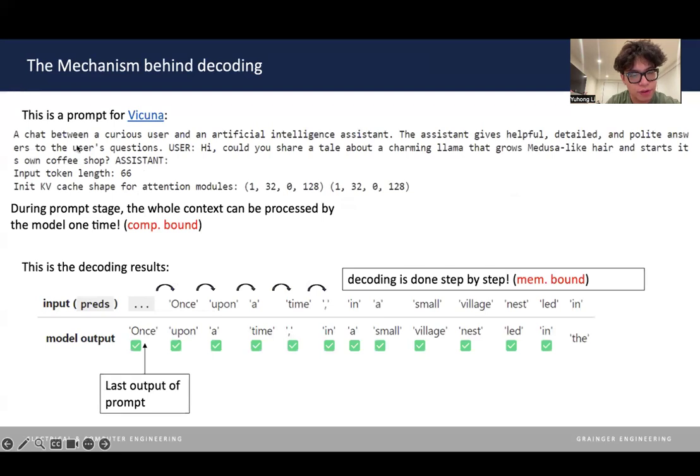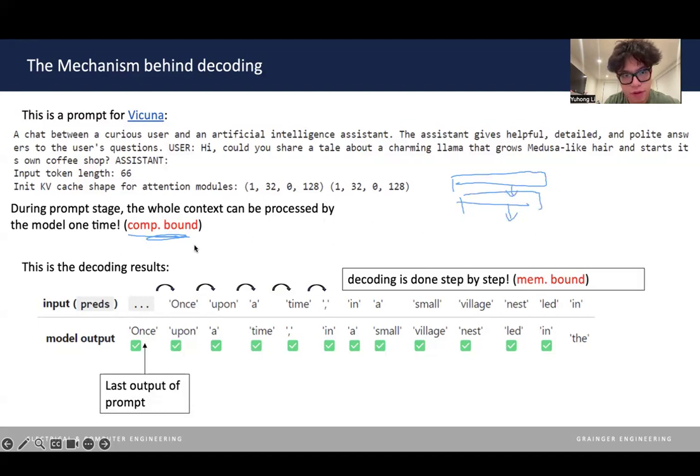Okay, let's go to one example. A prompt for Vicuna has this format. We feed everything into the model, including the user's words, like instruction queries you type to the LLM. Press enter, and we'll see here the context can be processed just one time. It's computation bound, because we are processing the whole thing through the LLM.